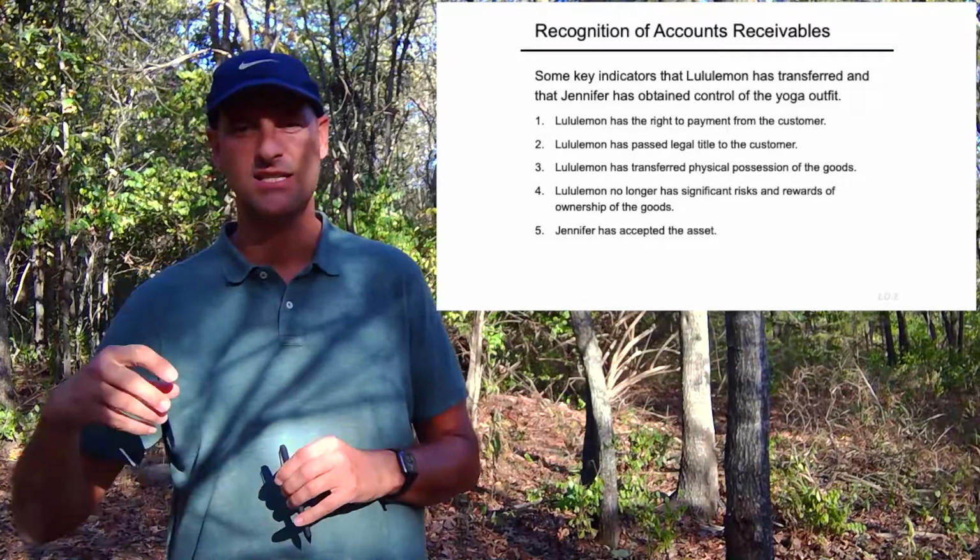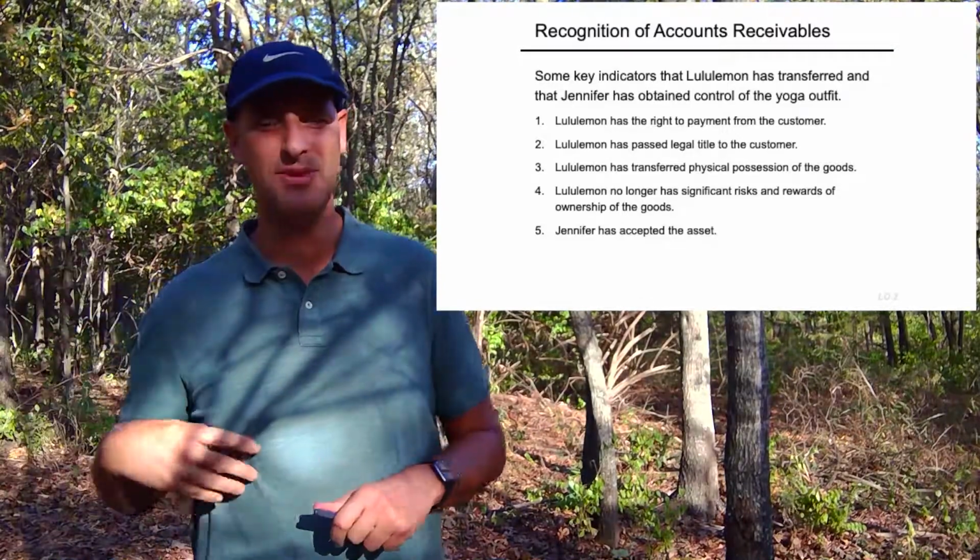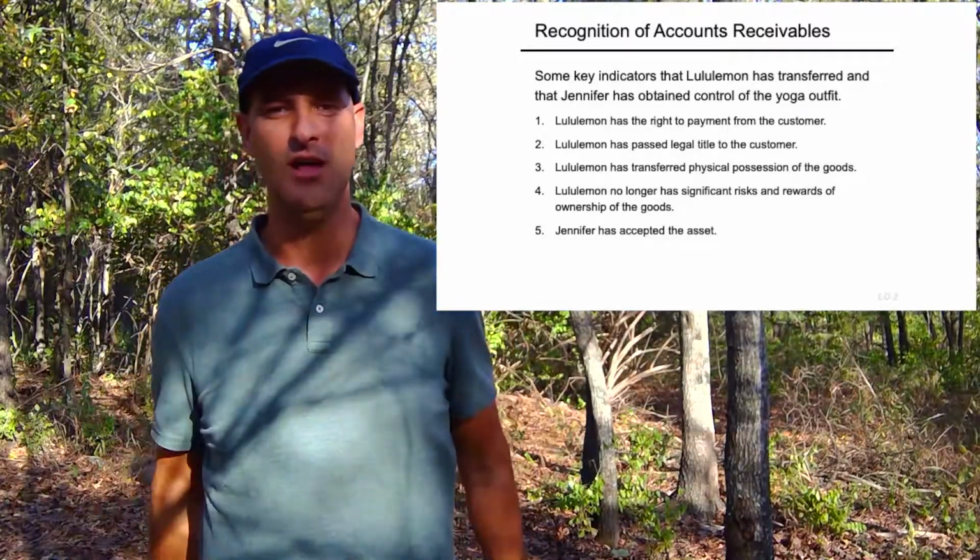And lastly, the customer has accepted the asset. The company can't just mail stuff to people and record revenue. The customer actually has to accept it. Usually that involves purchasing it to begin with. So there's our general process of roughly when, or some of the considerations that we take into account when we are looking at accounting to determine if we should recognize the accounts receivable and the revenue associated with that transaction.